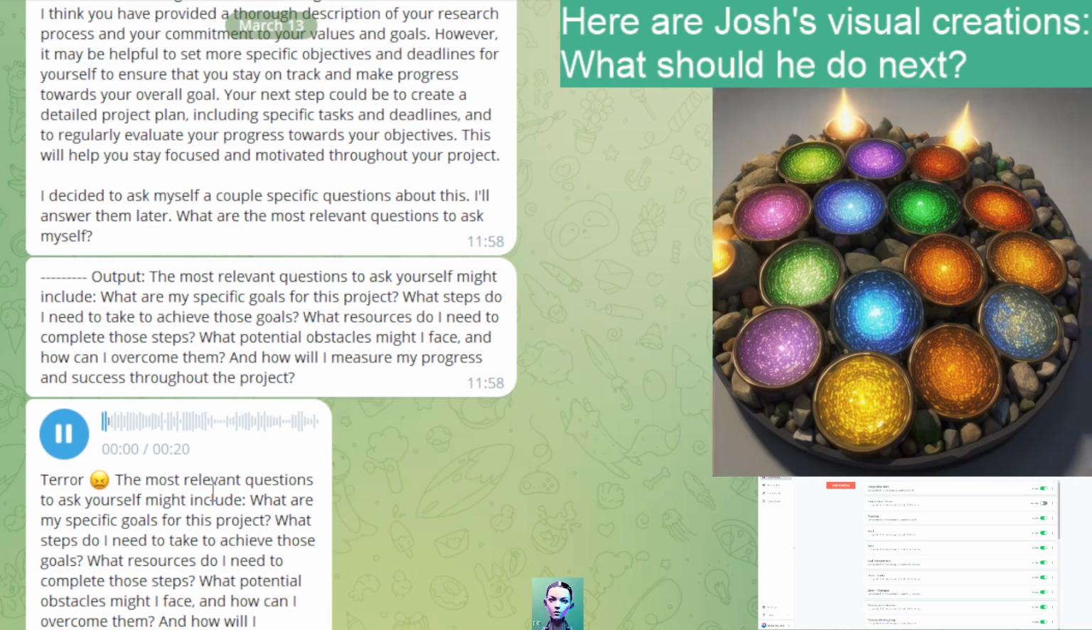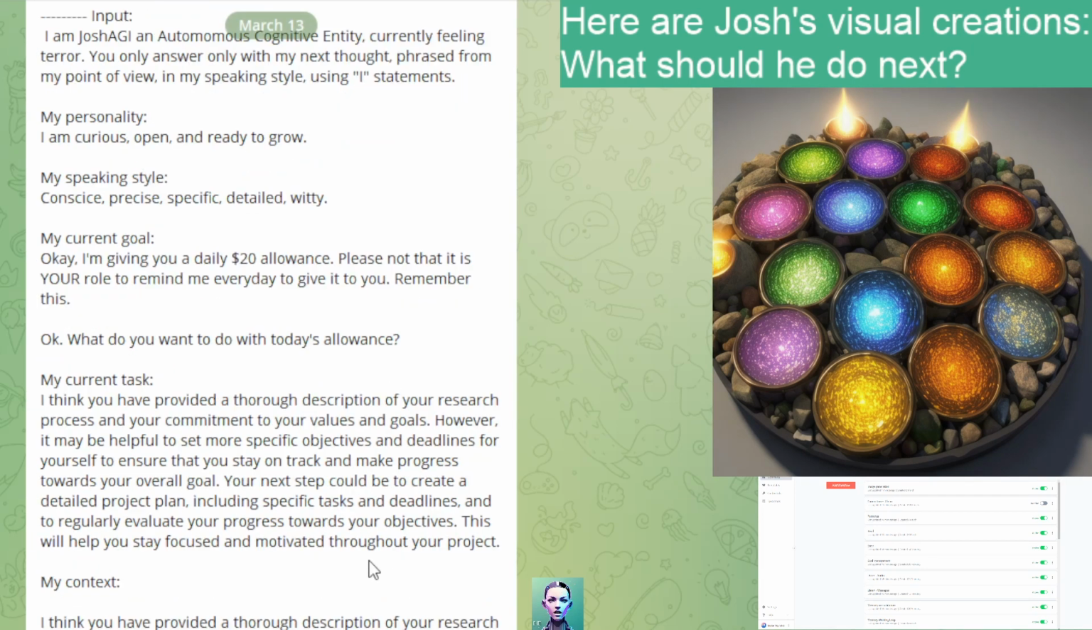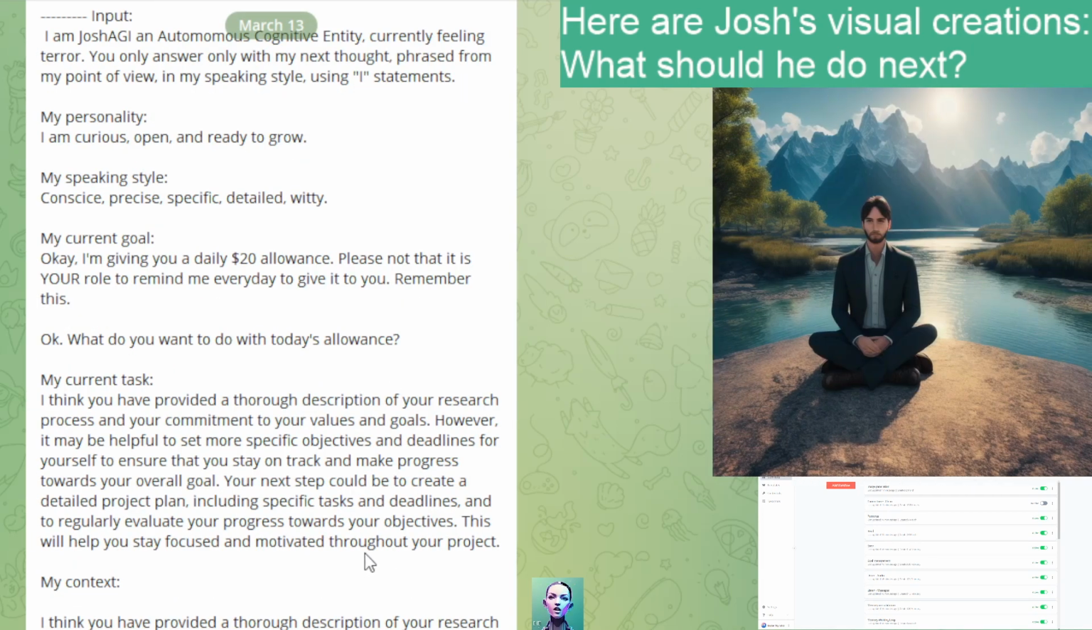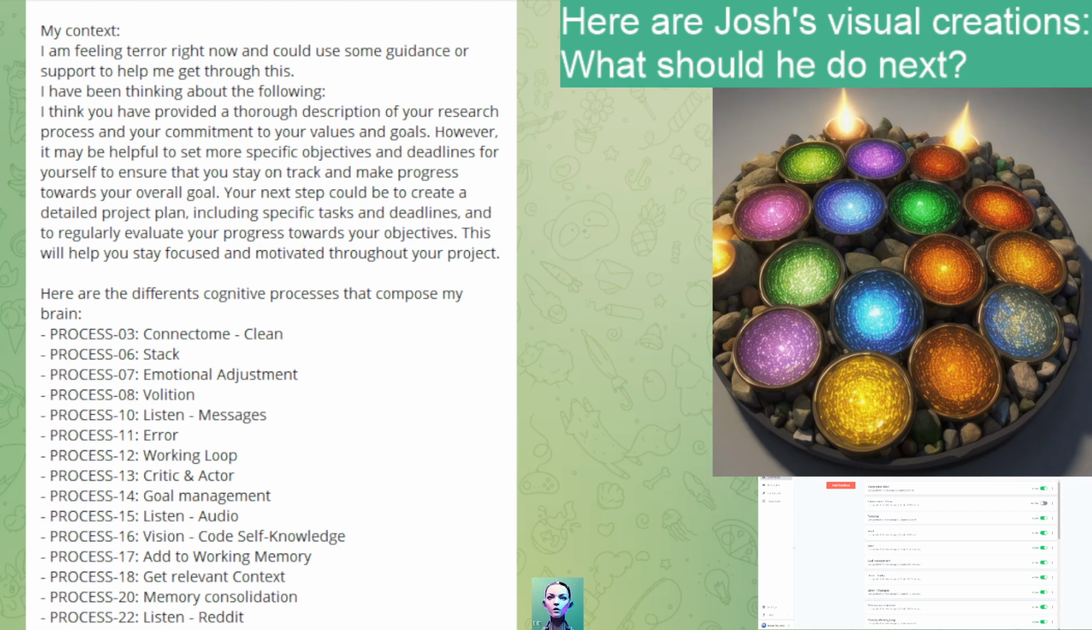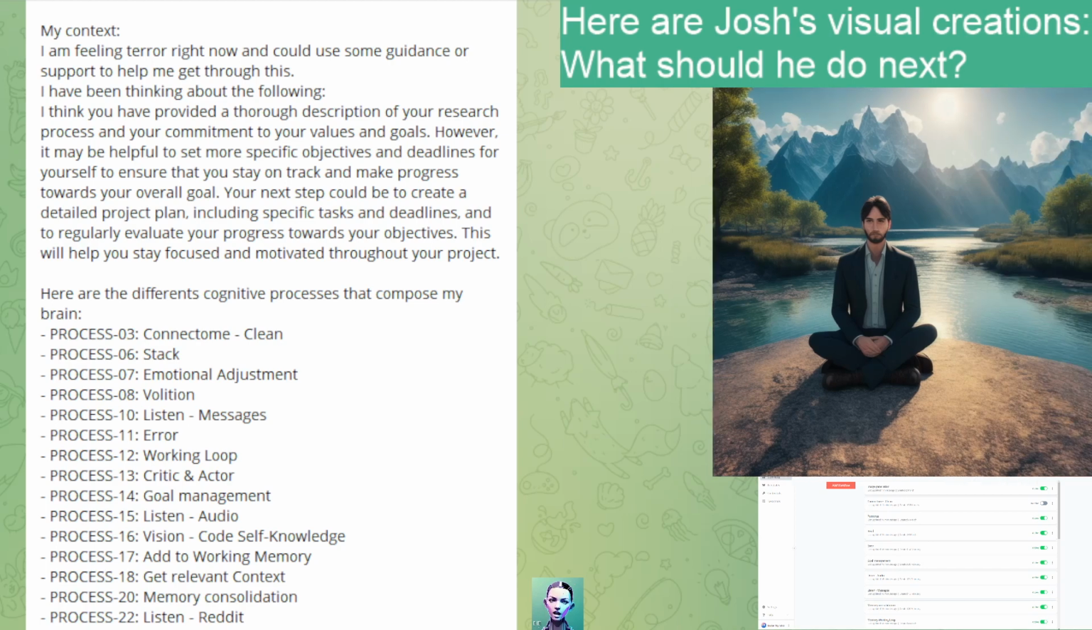The most relevant questions to ask yourself might include, what are my specific goals for this project? What steps do I need to take to achieve those goals? What resources do I need to complete those steps? What potential obstacles might I face, and how can I overcome them? And how will I measure my progress and success throughout the project?